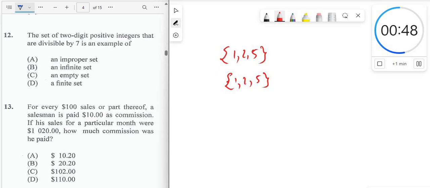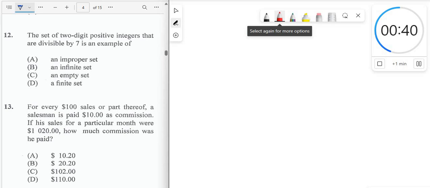An infinite set, infinite means what? Goes on forever, right? So it means that we won't be able to list all the members. We'll die, and somebody else can always pick up and continue. We'll never end. Empty set means you have no members in the set, and finite set means you can list the members, of course.